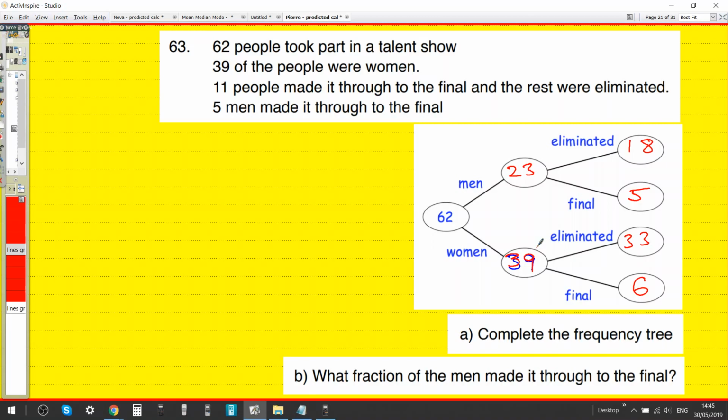Part B. Okay, what fraction of the men made it through to the final? So it's going to be 5 out of 23. Yep, well done. So a frequency tree is like a probability tree, but it's not a fraction. It's just the absolute amounts. And that's how you go about it.